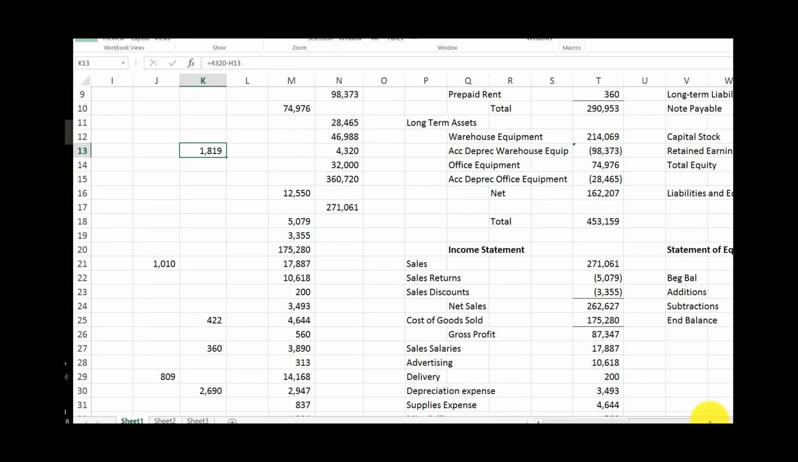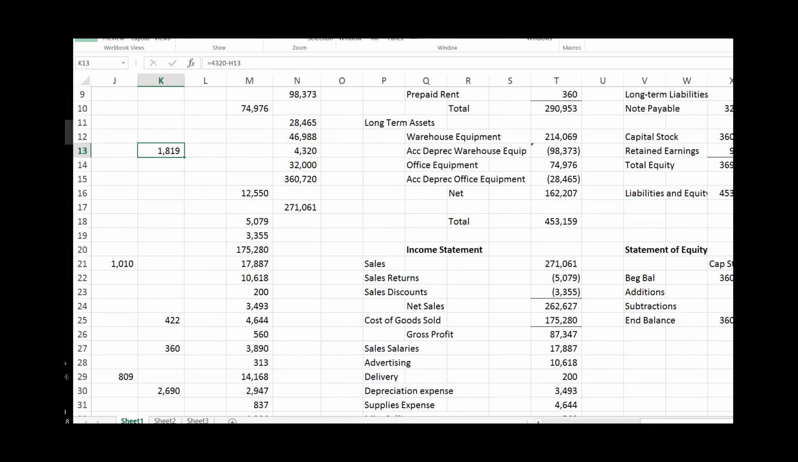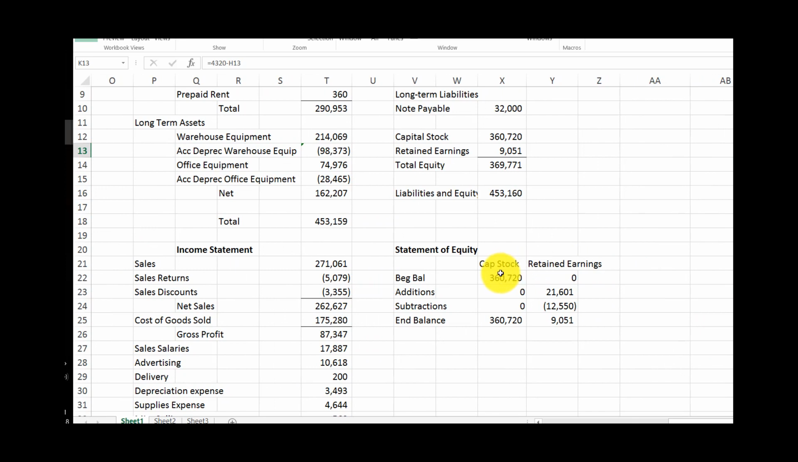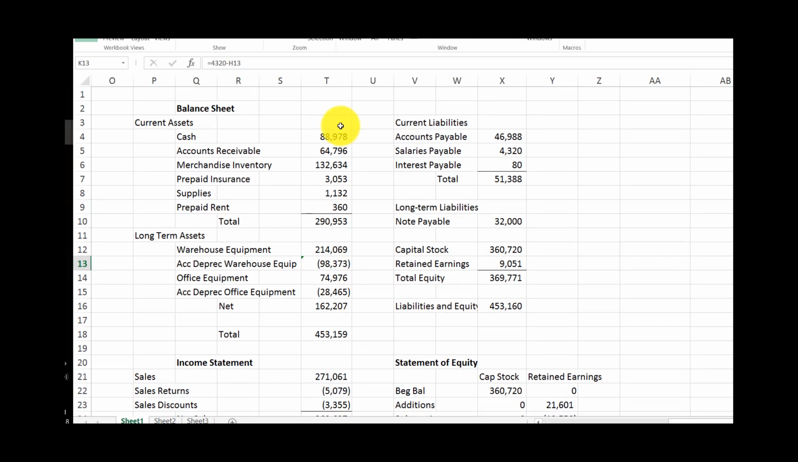Then we go to a statement of equity. Let's move it over so you can see that. We have capital stock that didn't change. This is a new business, so there's no retained earnings. Income, and then our dividends. And then our balance sheet.